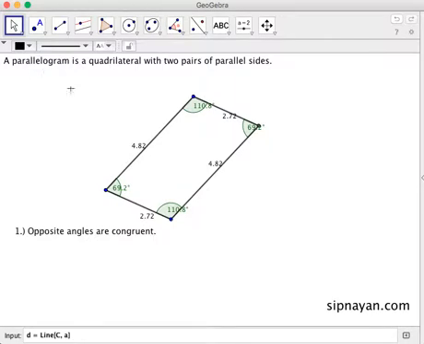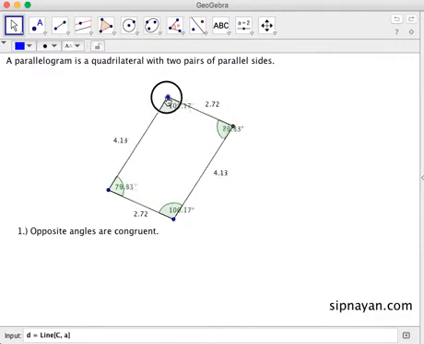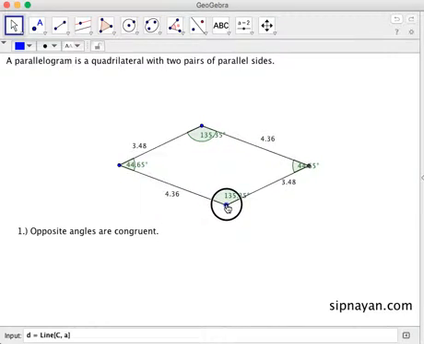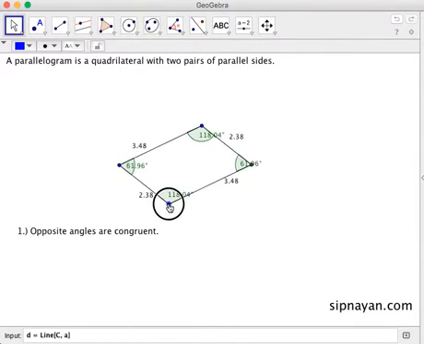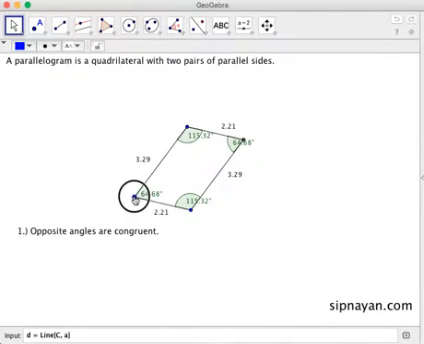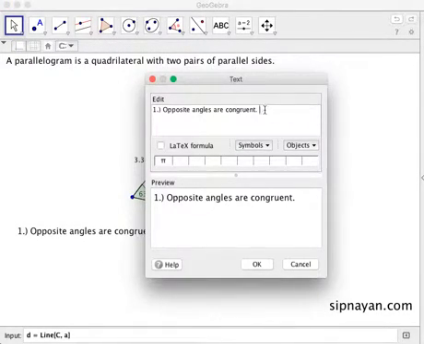Okay? So, ano napapansin ninyo? 4.82, 4.82, 2.72, 2.72. What else? Pareho pa rin ba? Okay, so pare-pareho yung opposite sides are also congruent. So pwede natin siya idagdag dito sa number 2.